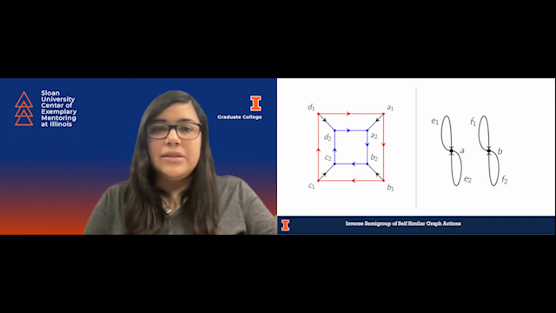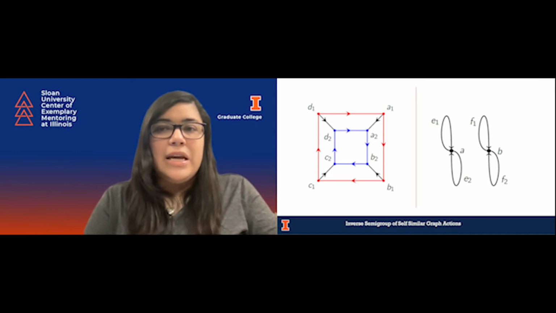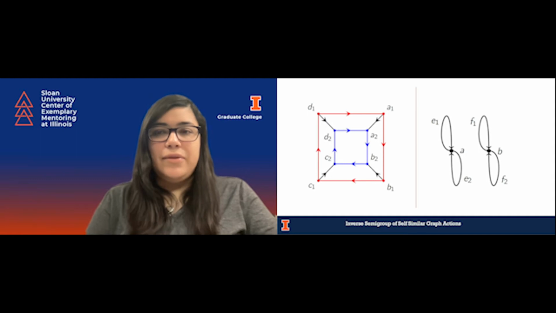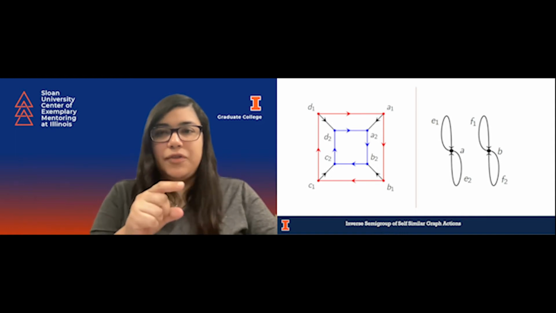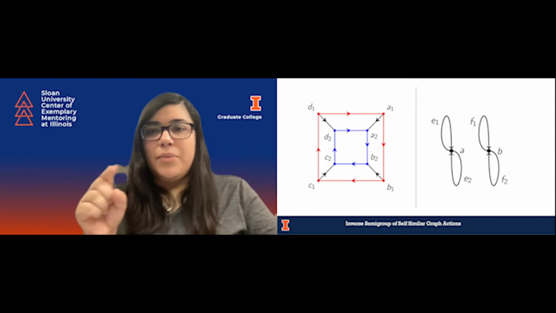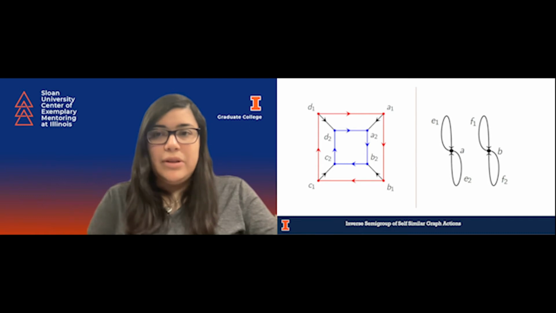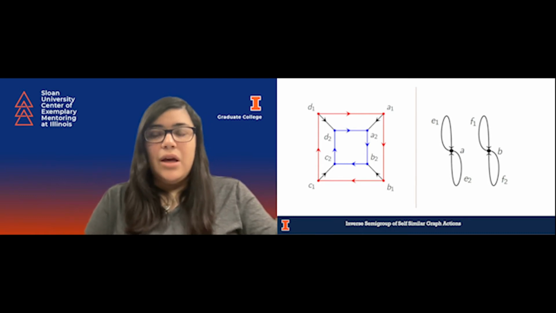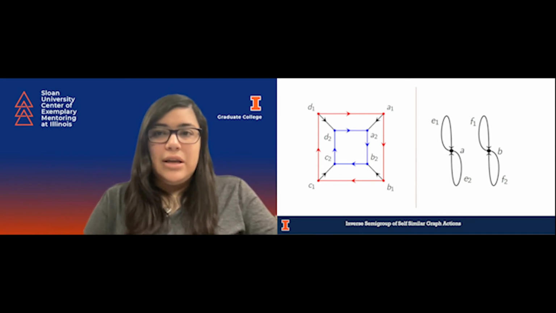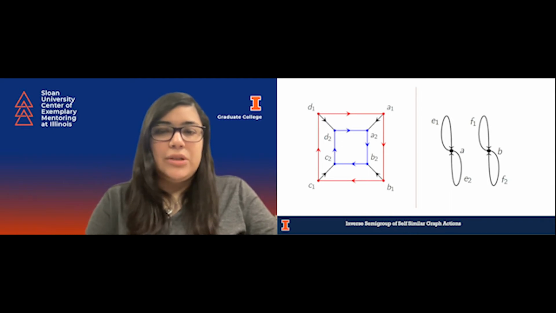A graph is connected if for any two vertices of the graph, there is a path between them. So for example, take B1 and B2. If we take this black edge first, then the top blue and the right blue, then we can get to B2. It is strongly connected if we can also get back. And notice we cannot get back from B2 to D1.